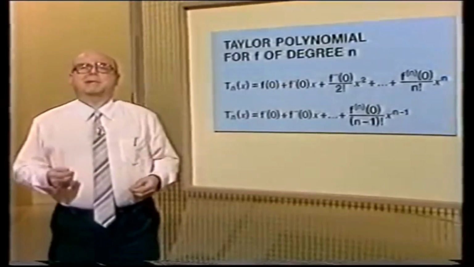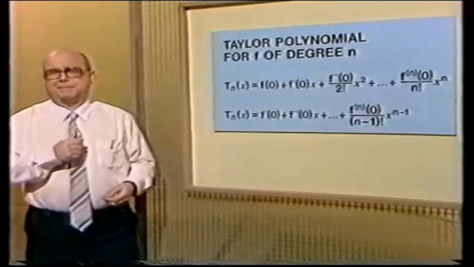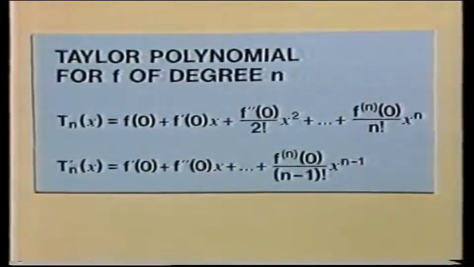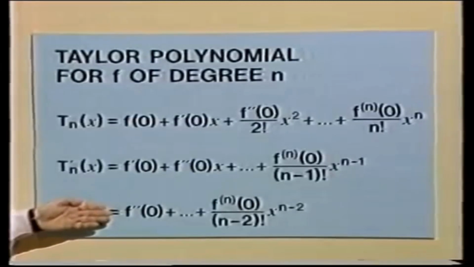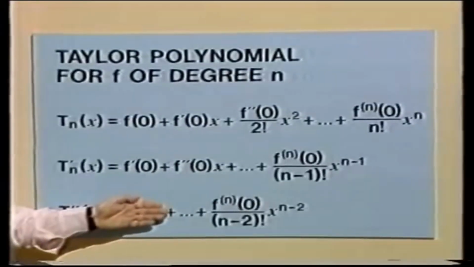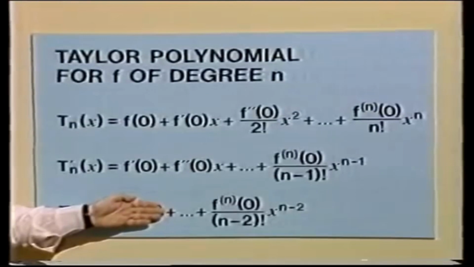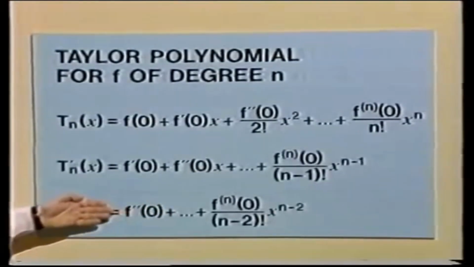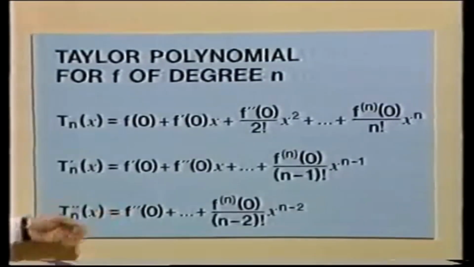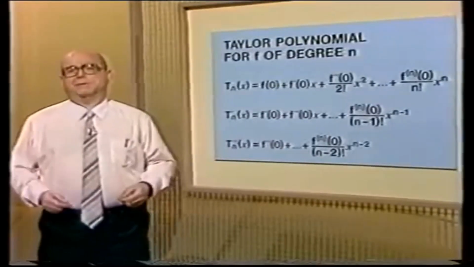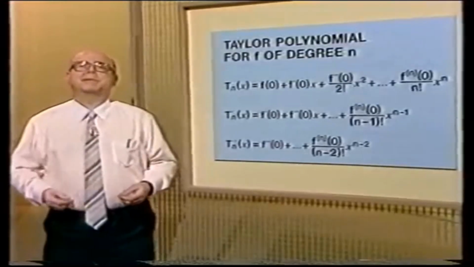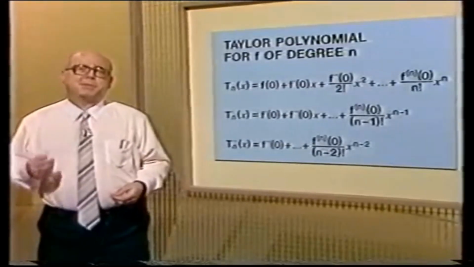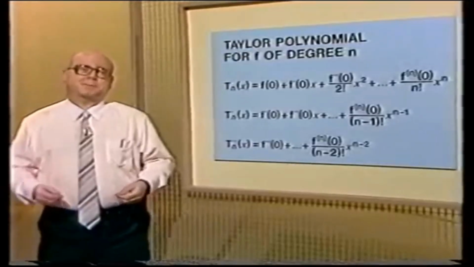And the same thing happens when we match the second derivatives. So look at the second derivative of Tn. The first term is now f double dash of 0. The remaining terms still contain x's, so when x is 0, we just get f double dash of 0. And the same thing happens for higher derivatives. All the derivatives of Tn at 0 up to the nth derivative have the same values as the corresponding derivatives of f have at 0.